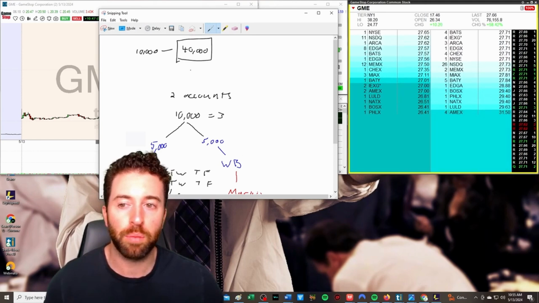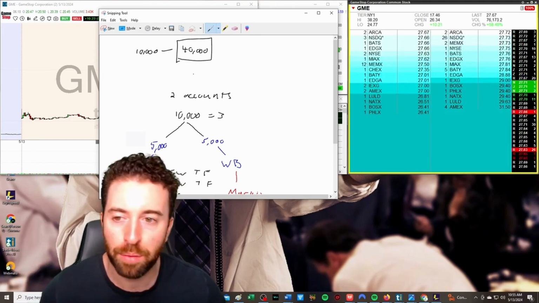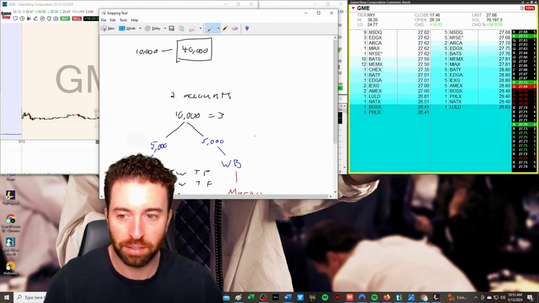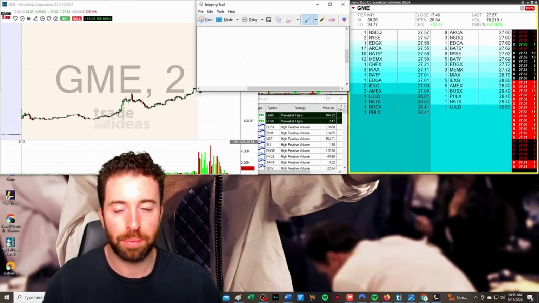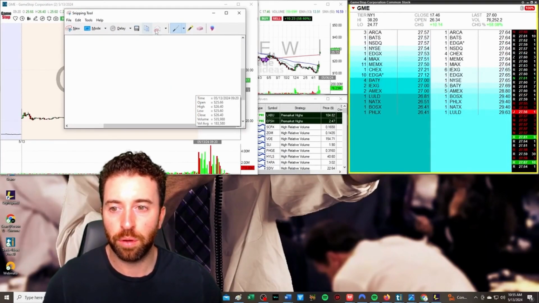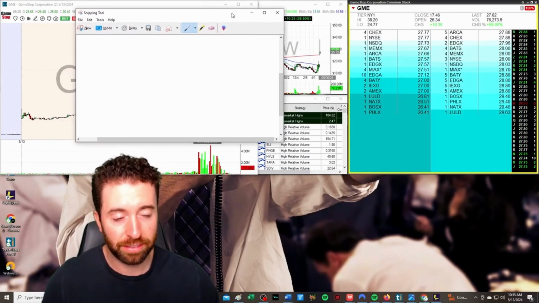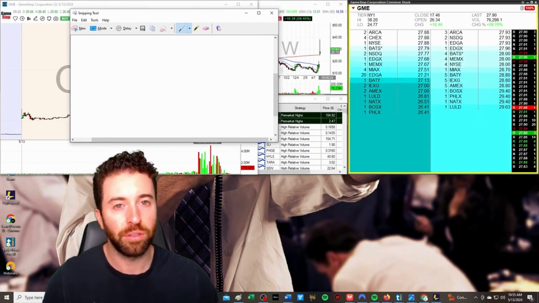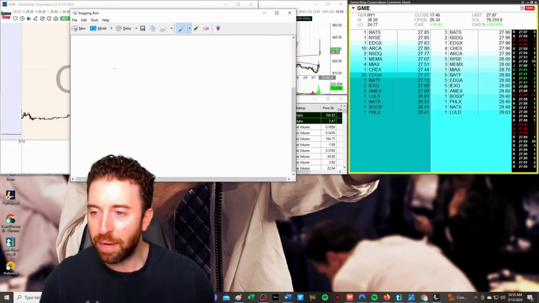Or you can keep all your money in one account and just have more buying power over on that one account if you would like to. Now, what is the other way that you can get around the PDT rule? The other way to get around the PDT rule is to get a broker outside of the United States. This is not what I suggest. I do not suggest this in any sort of way, but you can do this.